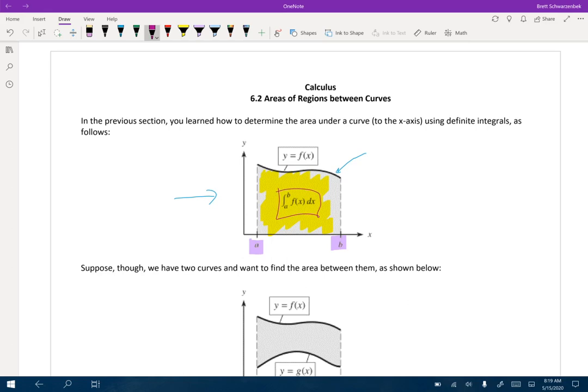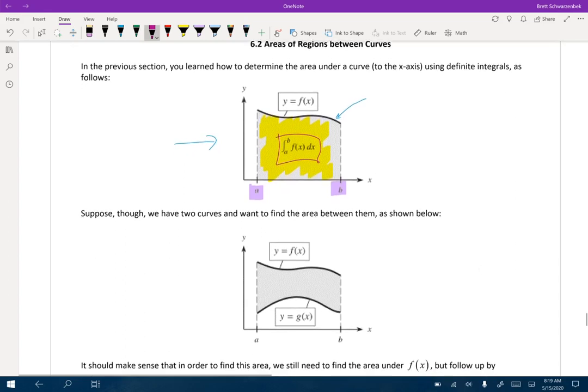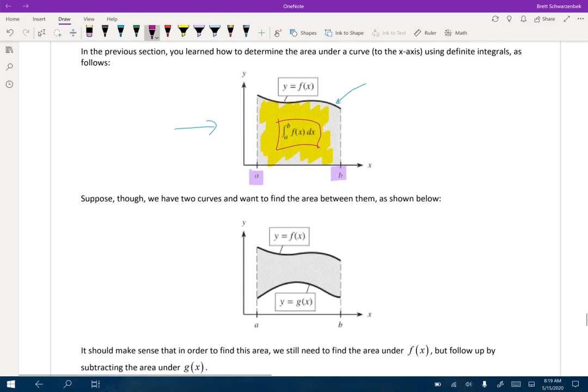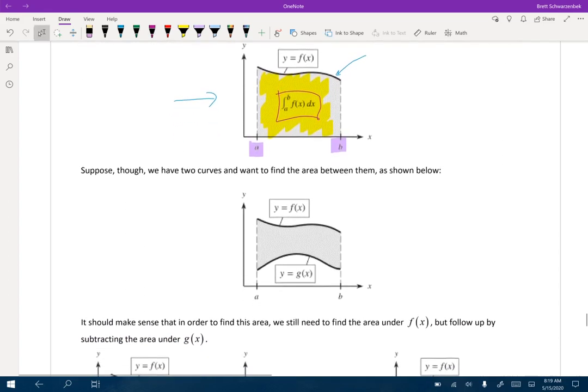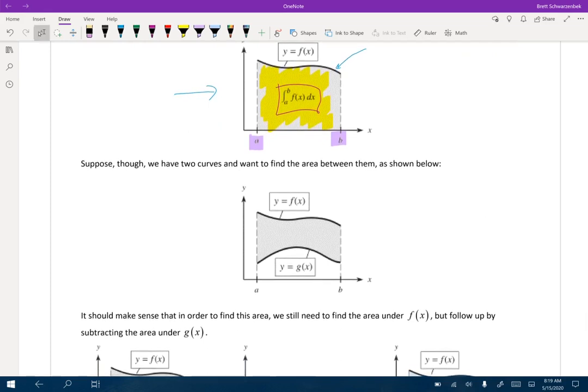Now, this section, which is a very good preview for a big chunk of what you'll do in Calc 2, basically talks about a different scenario. What if, instead of finding the area under one curve, you were asked to find the area between two different curves?